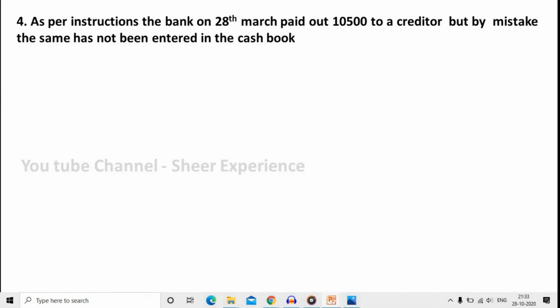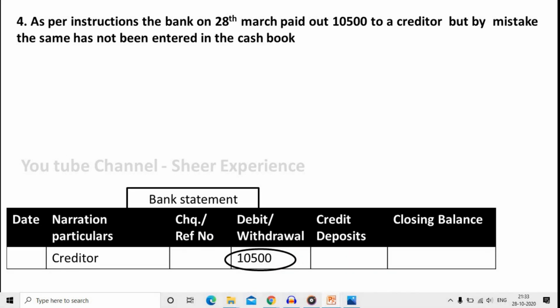Our next transaction is, as per instructions, the bank on 28th March paid out 10,500 to a creditor, but by mistake the same has not been entered in the cash book. Here the difference is related to the payment side. Changes in the payment side decrease the closing balance. Whenever we make payment, we mention it on the credit side of the cash book. Here the bank has paid on behalf of us based on the instructions given by us. We should enter this amount in the cash book on the credit side, but by mistake we have not entered.